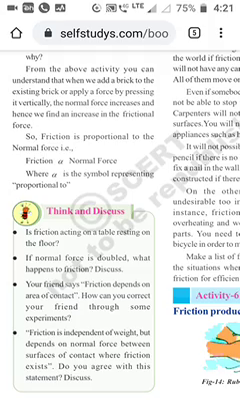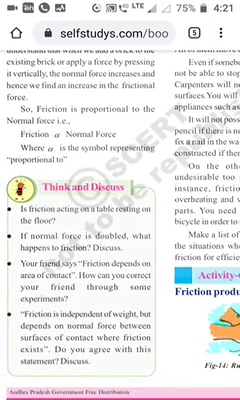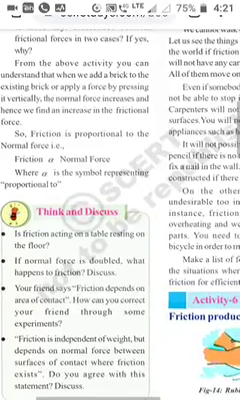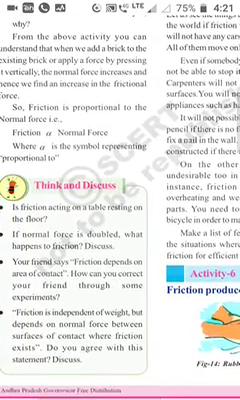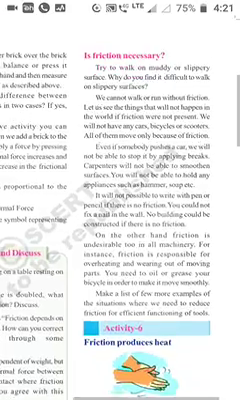Is there friction acting on a table resting on the floor? If the normal force is doubled, what happens to the friction? The normal force will be doubled, so the friction will increase. If the normal force increases, the friction will increase. If the normal force decreases, friction also decreases. Friction depends on area of contact. How can you correct your friend? Through some experiments. Friction is not dependent on weight, but it depends on the normal force between the surfaces of contact where friction exists. Do you agree with this statement? Discuss. All of you discuss this with your friends.